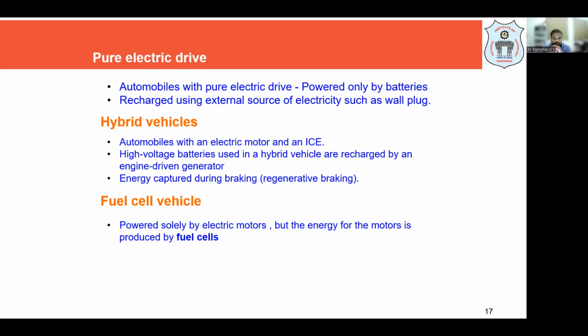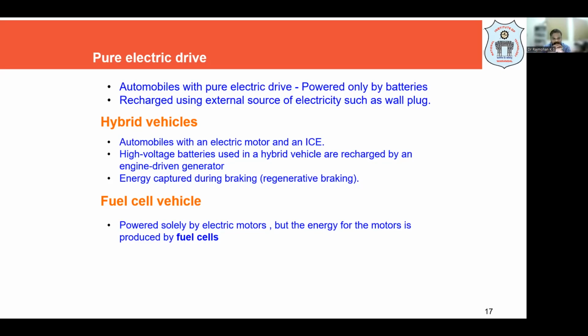High voltage batteries are used in hybrid vehicles. We are not charging them from outside. They are always charged by the engine driven generator. And there is also a concept called regenerative braking. When you are applying the brake, that energy is captured in the hybrid vehicle.